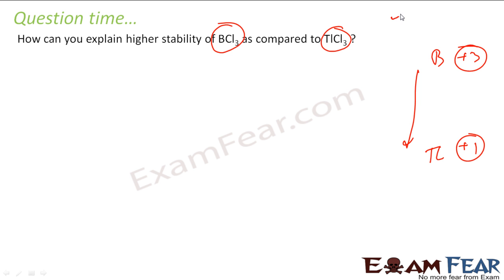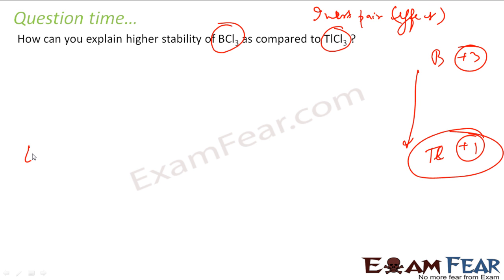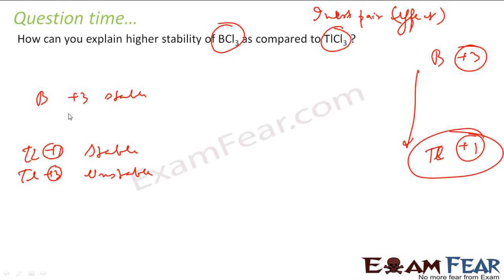Because of the effect which we have learned, right? The effect is called inert pair effect. Because of the inert pair effect, as you go down, thallium is more happy to exist in +1 oxidation state than +3. So thallium +1 is more stable, and thallium +3 is unstable. Boron +3 is more stable and boron +1 is unstable, right? This is because of inert pair effect.